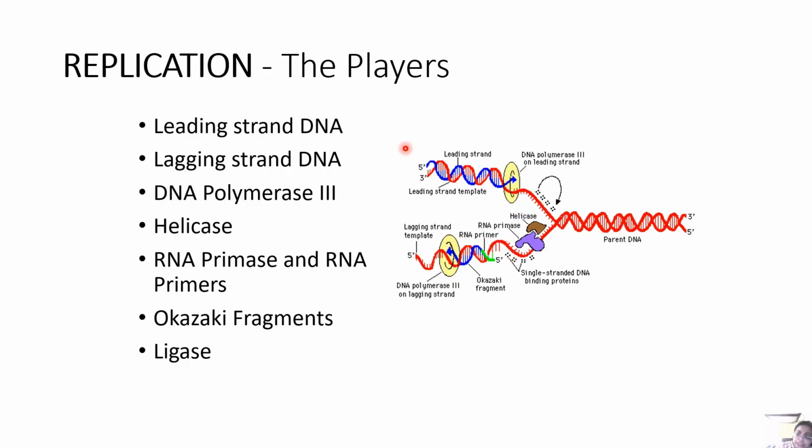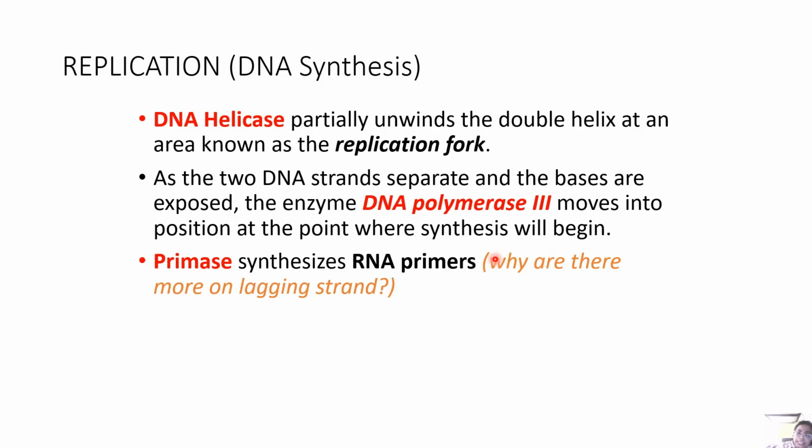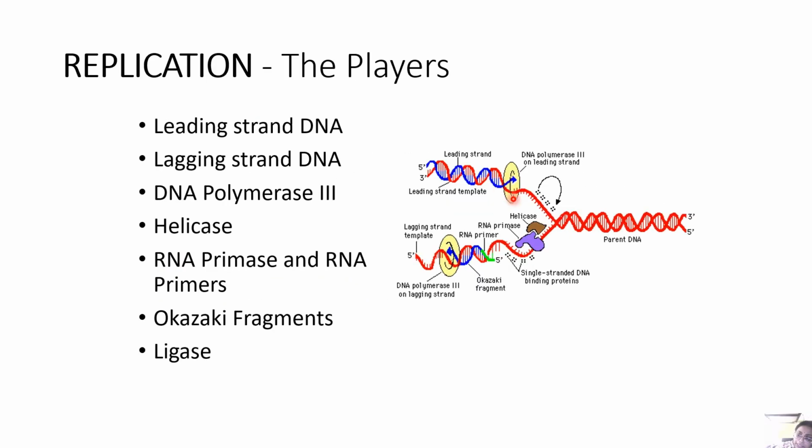And we have the leading strand. DNA polymerase 3 is on the leading strand, and there is replication from 5' to 3' direction. Similarly, on the lagging strand also the replication is from 5' to 3' direction, right? So that is the entire process. In replication, DNA helicase partially unwinds the double helix at an area known as the replication fork. This is the replication fork.